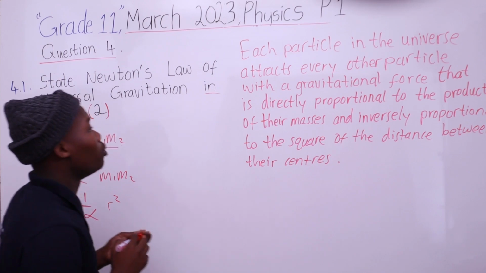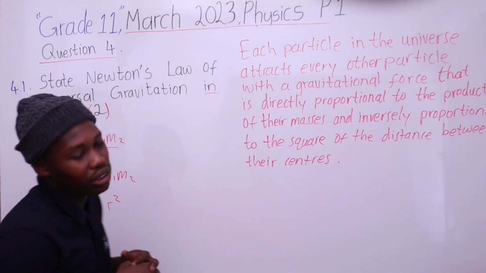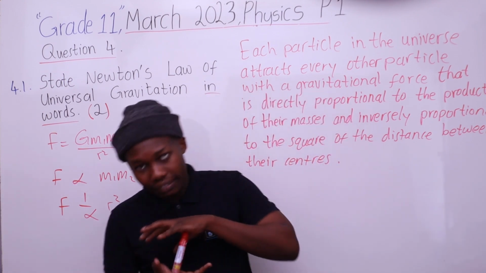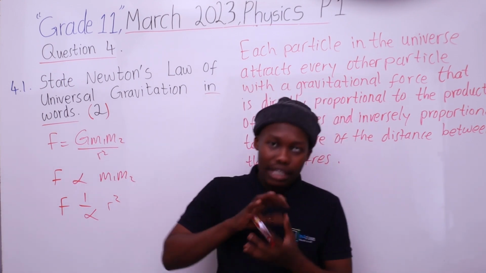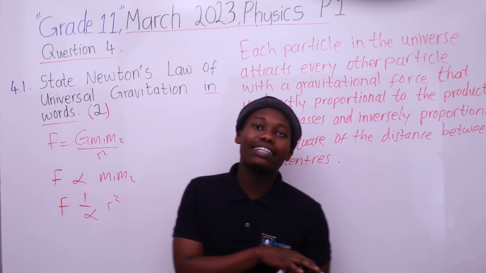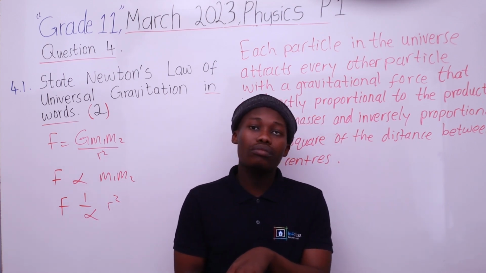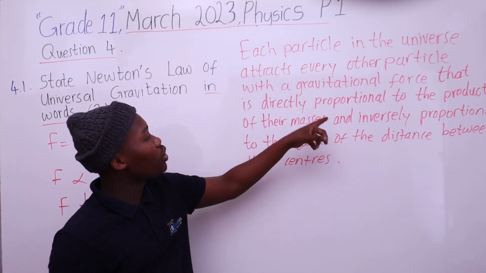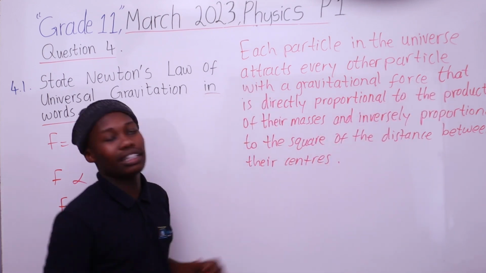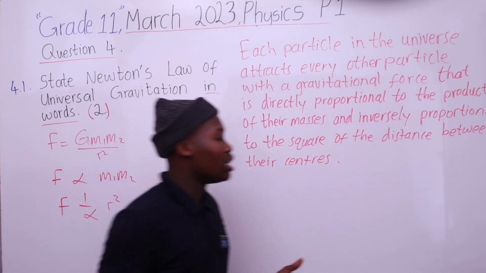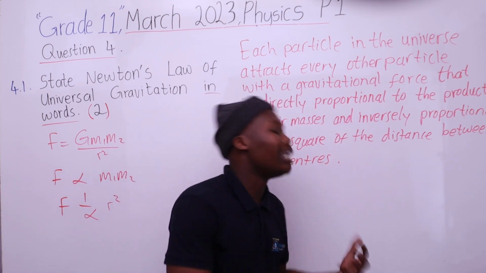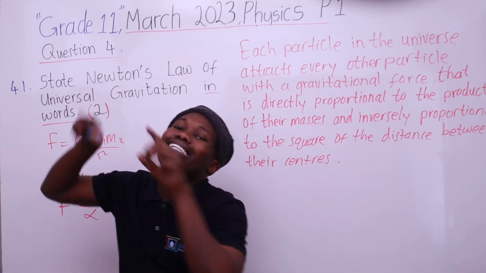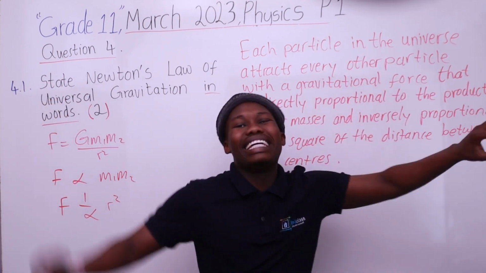Stop. You lose marks here, it is 2 marks. It is just telling us that each particle in the universe attracts every other particle with a gravitational force that is directly proportional to their masses and inversely proportional to the square of the distance between their centers. When they say directly proportional to the product of their masses, product means you multiply. Product means times. So it is directly proportional to the product, not to each of them individually.